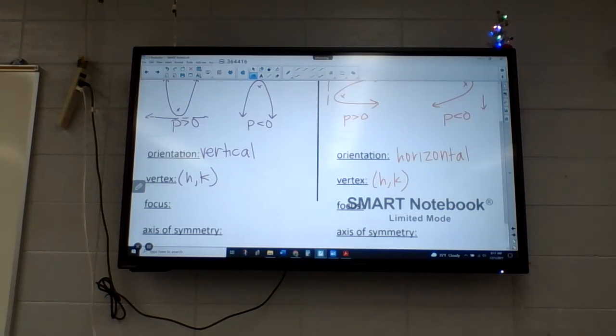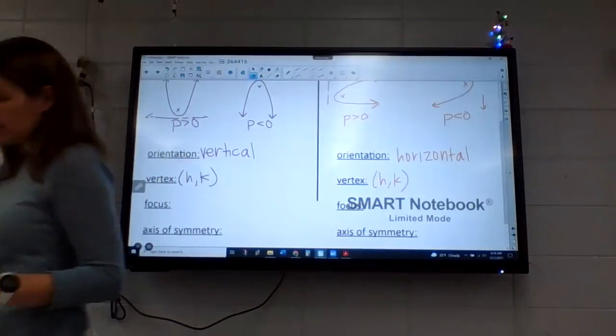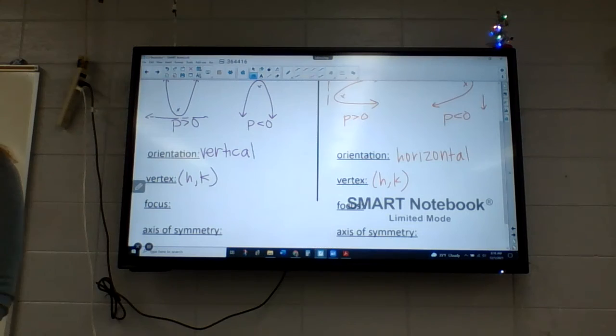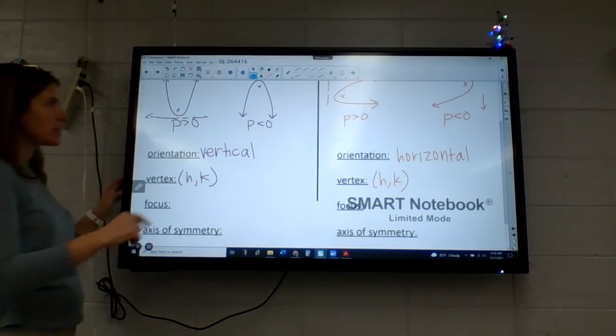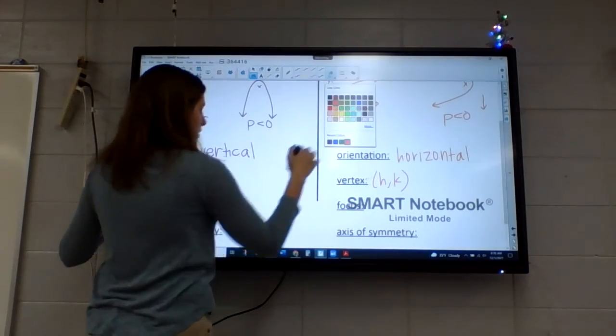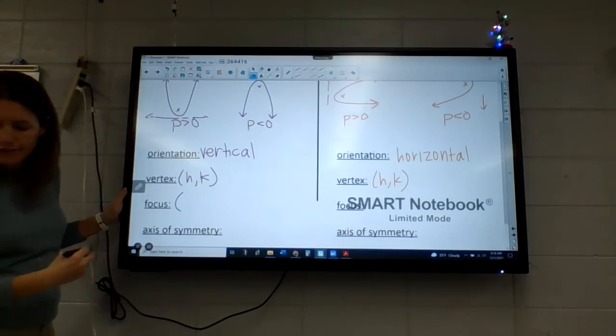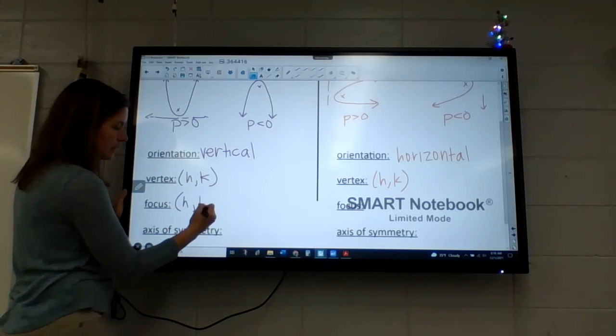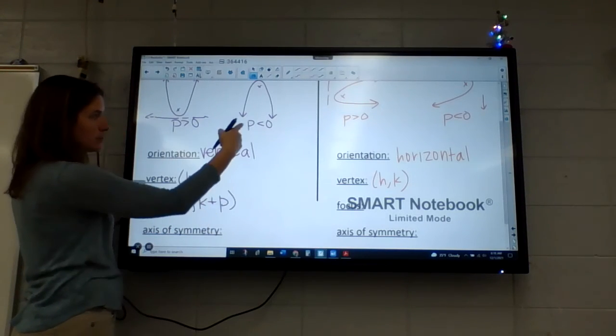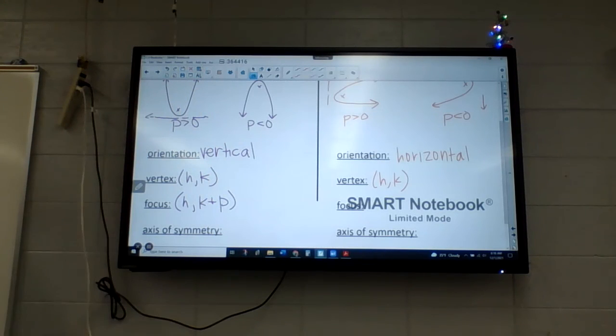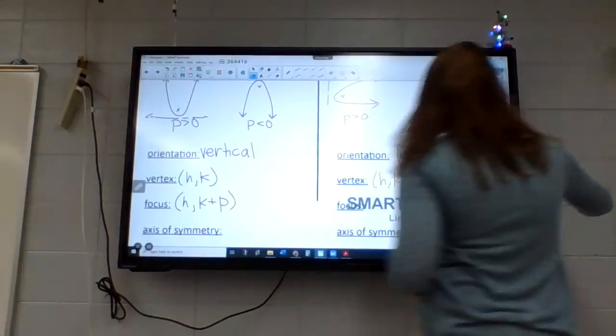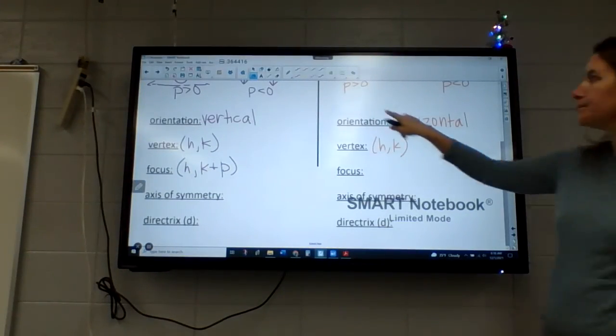The focus is that point kind of inside the parabola, where everything's based off of. That would be where we put our little thumbtack when we did that activity. There's only one focus though, so that maybe makes it a little bit easier. So it's h comma k plus p. And again, that p shows up in the equation there. And this one's just the opposite.